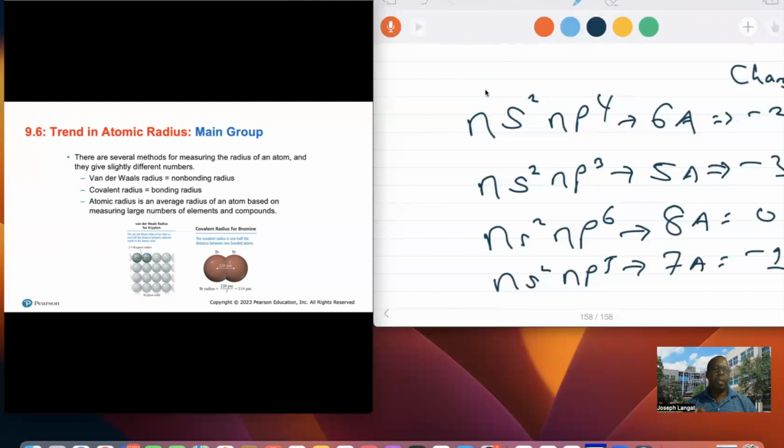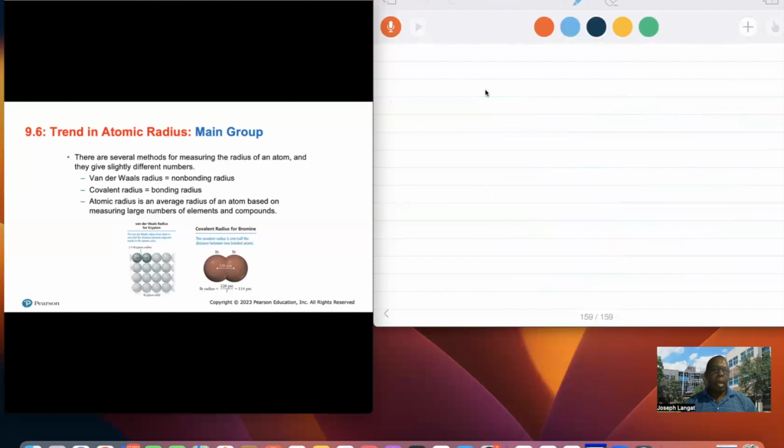You should know what isoelectronic means. You should be able to write the electron configuration for ions, which we covered earlier on, for cations and anions. Let's move on to section 9.6, which is the last part I want to cover in this part.